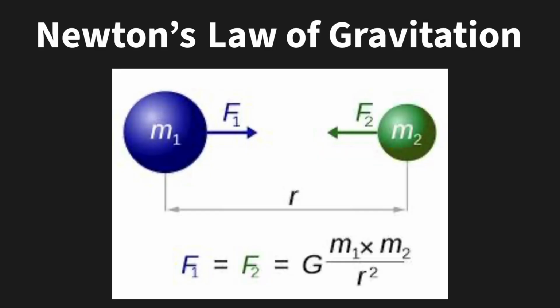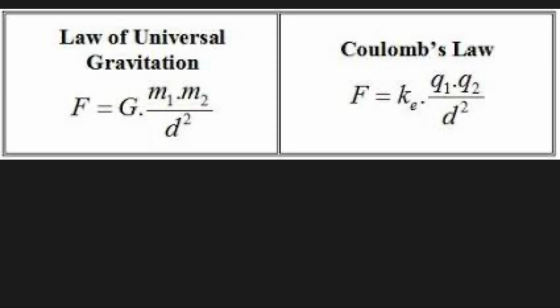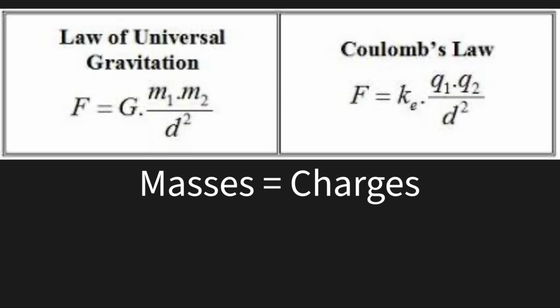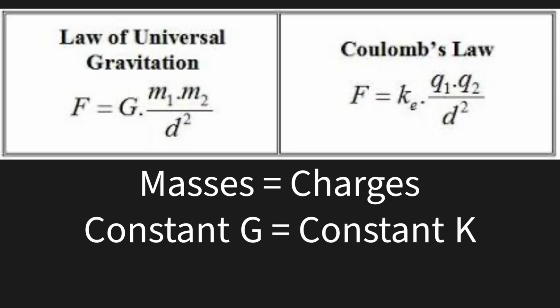Now I want to look at Newton's law of gravitation. If you're not familiar with the law, here it is. Now, side by side, we can see that these two laws are very, very similar. You have the masses and the charges that are almost interchangeable, m1 times m2, q1 times q2. You see the constant G here, constant k here. So we see that these ratios are just multiplied by some number, right? So the force is proportional to these ratios.